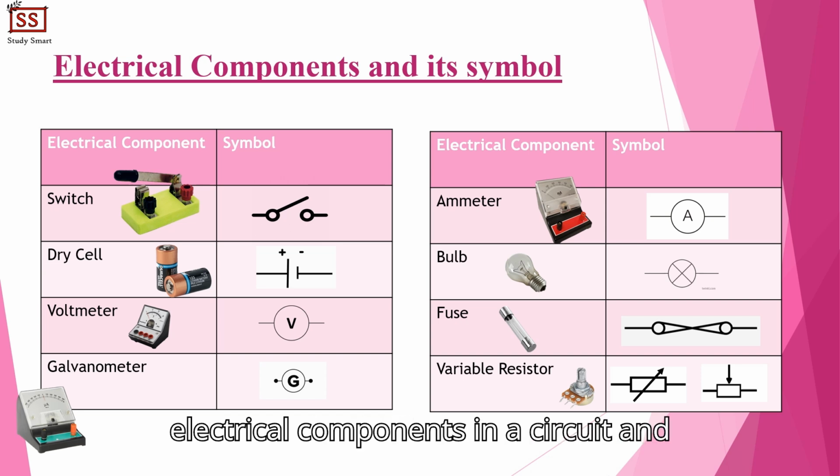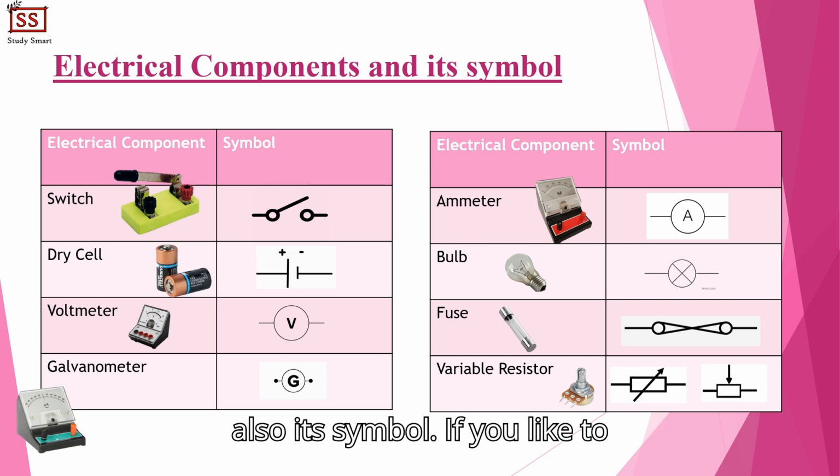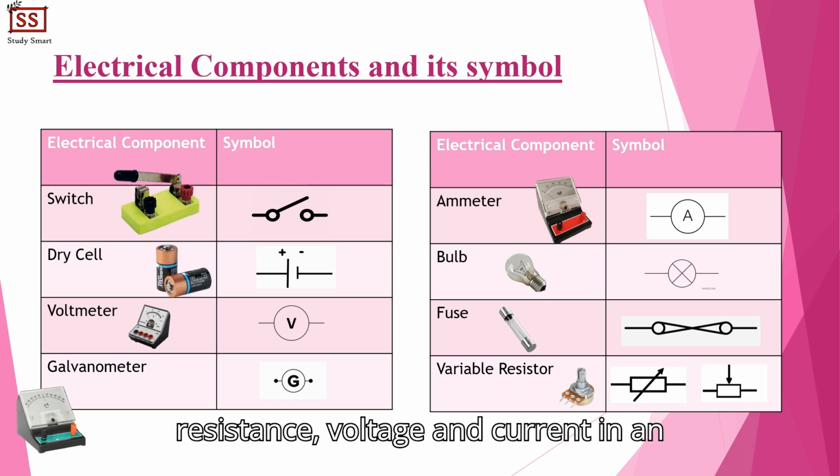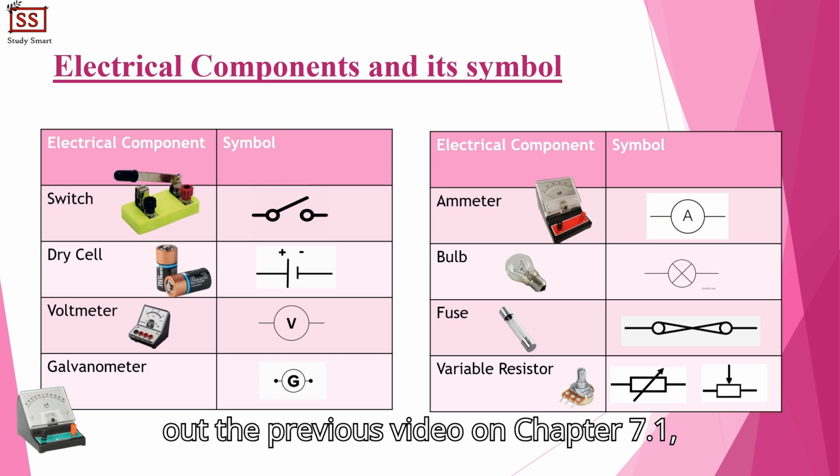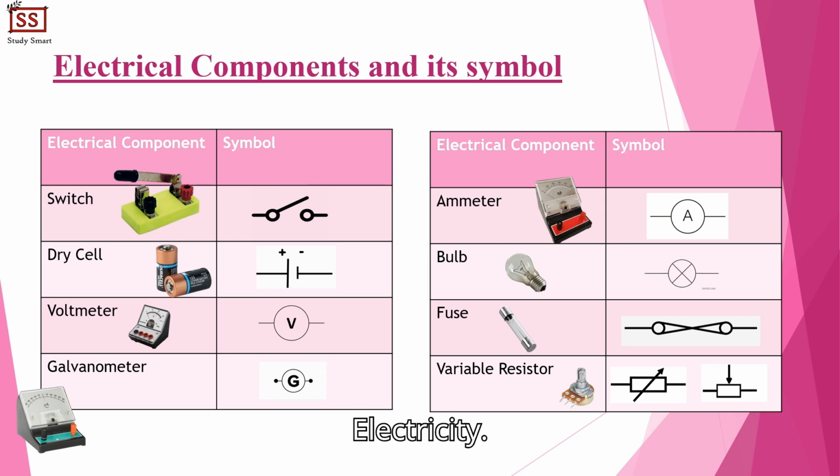These are the major electrical components in the circuit and also their symbols. If you would like to know the connection between the resistance, voltage and current in an electrical circuit, feel free to check out the previous video on chapter 7.1 Electricity.